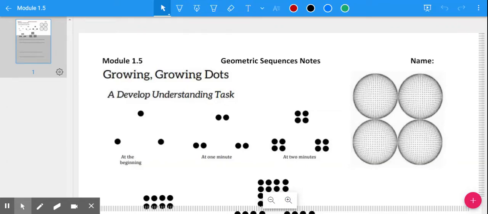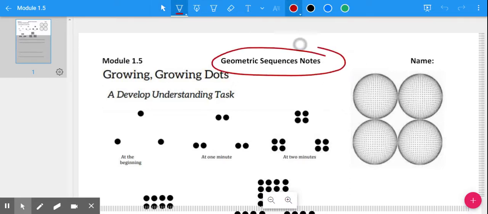If I were here for this lesson, I would have you guys work your way through it first and then us come up with your observations in the end. But considering I'm not here, we're going to do this together. So this is module 1.5, growing dots, is the beginning to geometric sequences.